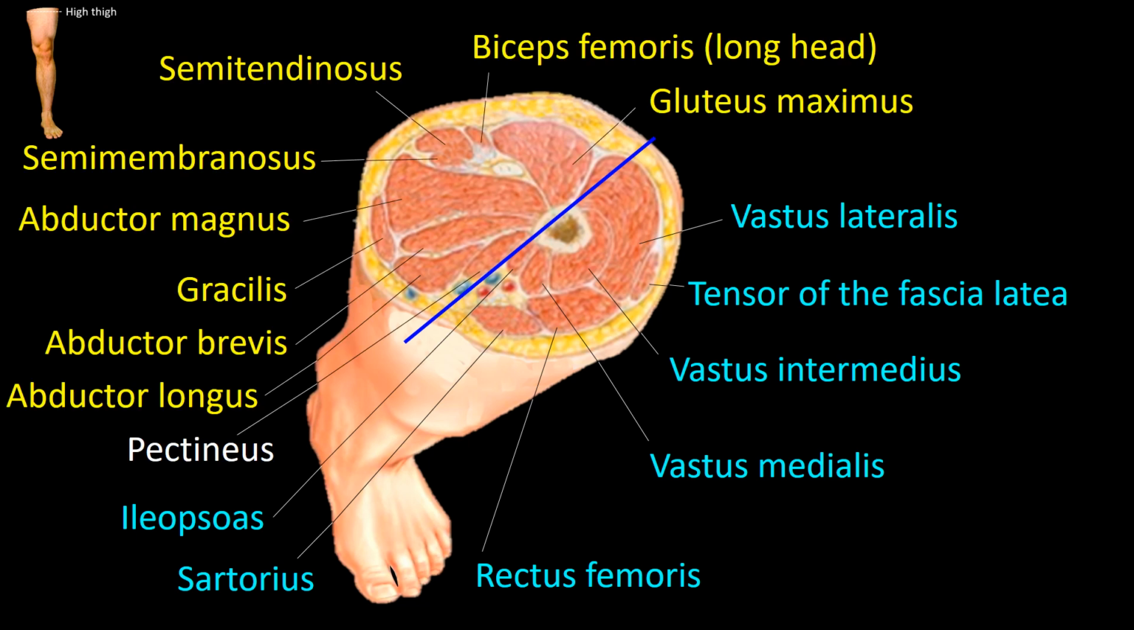I have now labeled those muscles behind the blue line. These muscles are considered muscles of the posterior compartment of the thigh, except for the pectineus. Notice that at this level, the pectineus muscle, a femoral innervated muscle, is behind the blue line. Yet, because of its innervation from the femoral nerve, it is considered an anterior compartment muscle.